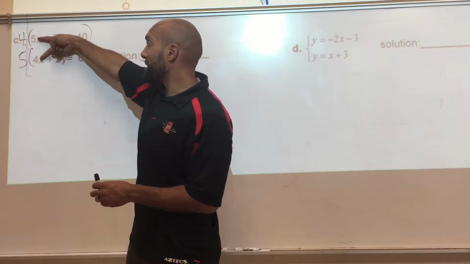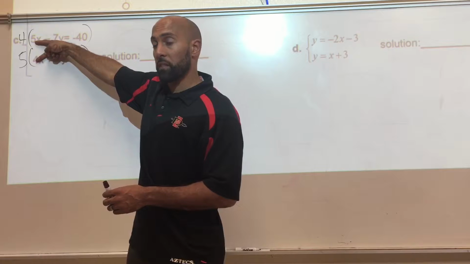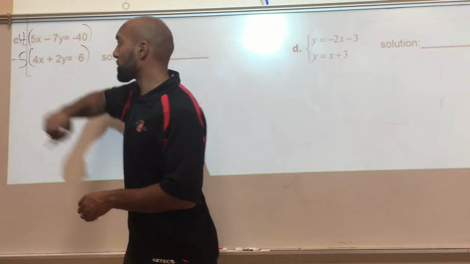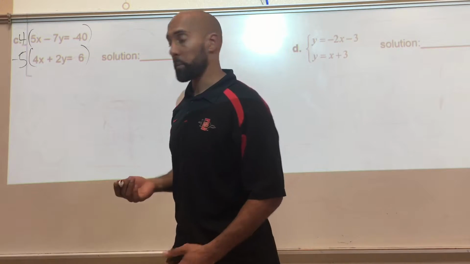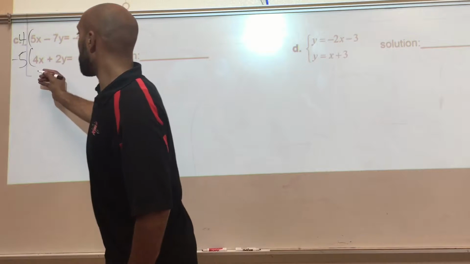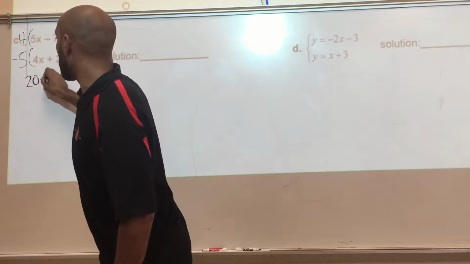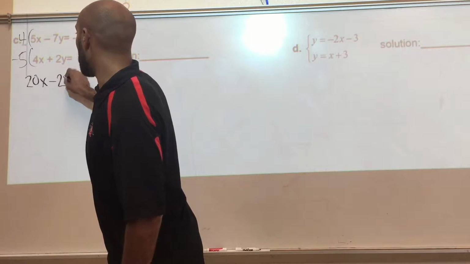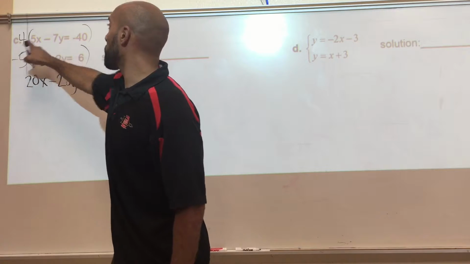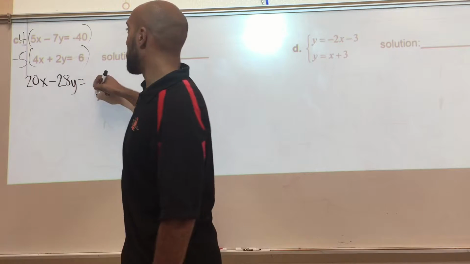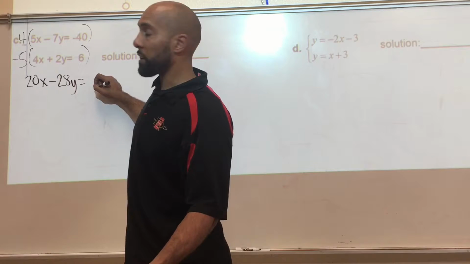Okay, and remember, if they're the same sign, they're both positive in this case, I need one of these numbers to be negative. That way I can get opposites. So I'm going to multiply through 20x minus 28y equals 4 times negative 40. And if you don't know that, just do it in your calculator.